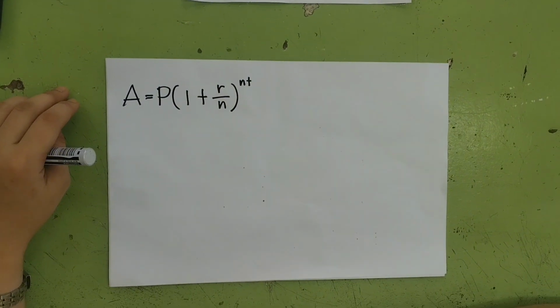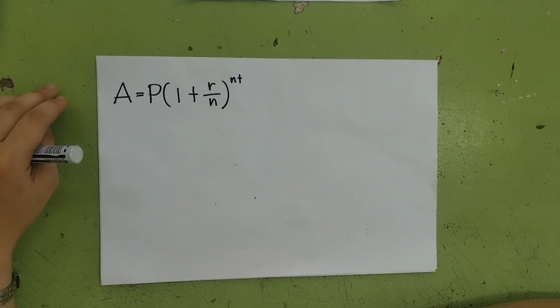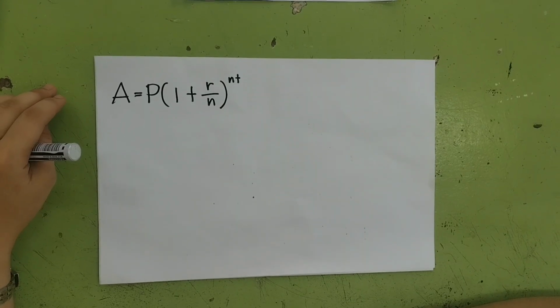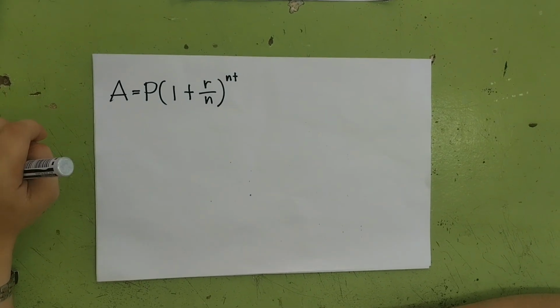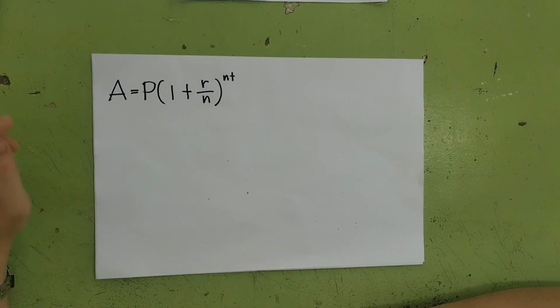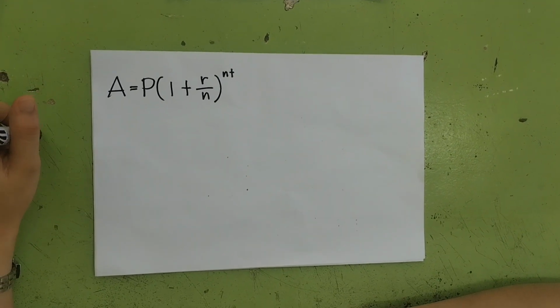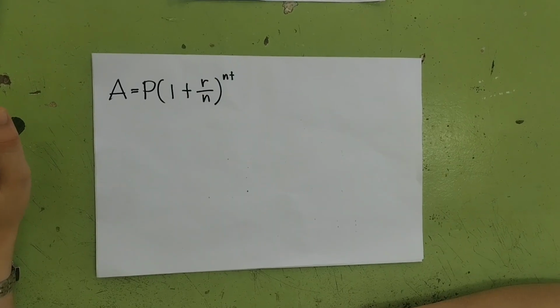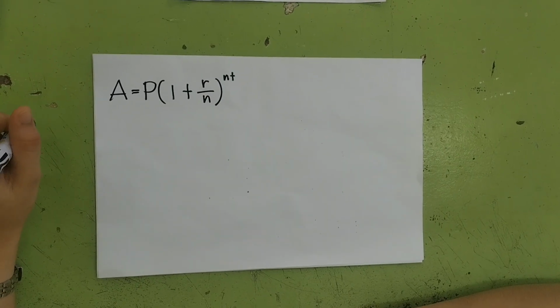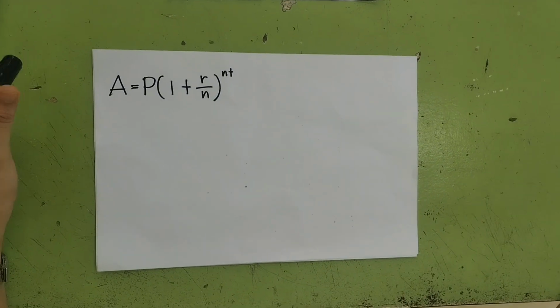So for now, I will teach you how to solve a compound interest problem. If the interest is calculated more than once per year, then it is called compound interest. If you are given a problem where the interest will be calculated more than once per year, then it falls under compound interest.